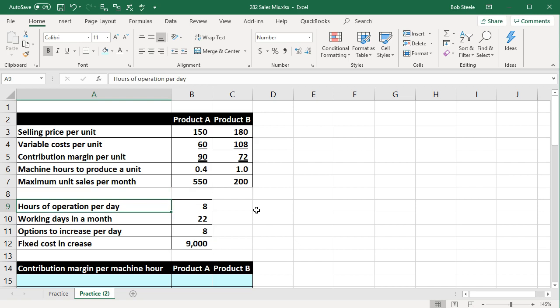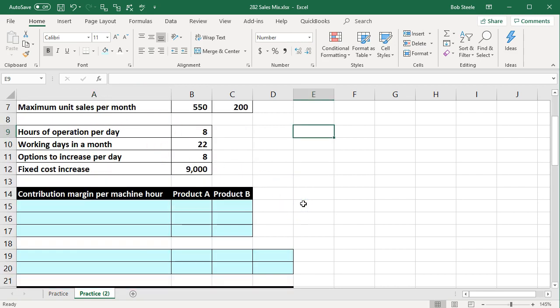We think this is our maximum sales that we could have demand for, 550, 200. Then we have hours of operation per day. We're going to say that there's 8 hours of operations. Working days in a month. We're going to say that there's 22 working days in the month. Operations, we have an option to increase. If there's an option to increase, then we're going to say that there's going to be another 8 hours of increase per day, and the fixed costs would increase to 9,000 in relation to that option. Okay, so that's going to be our data.